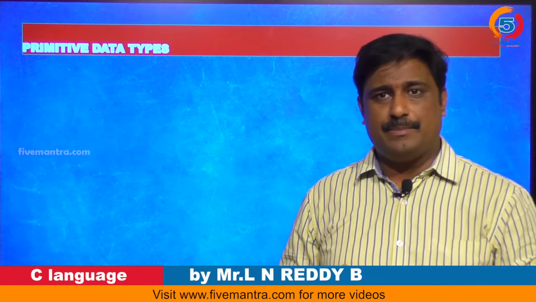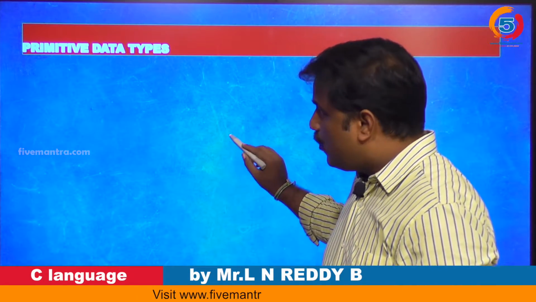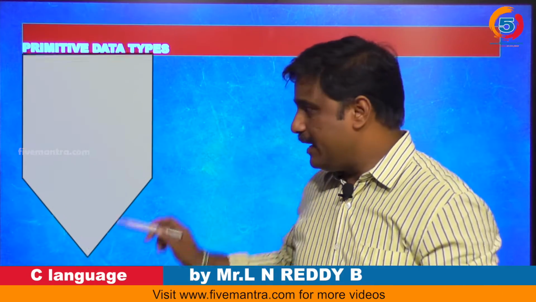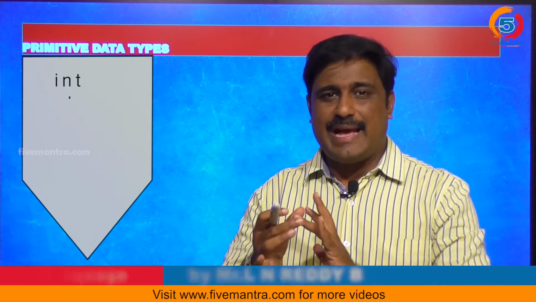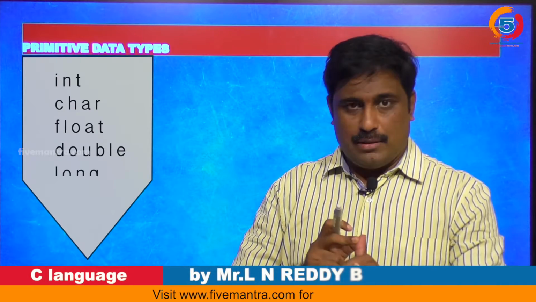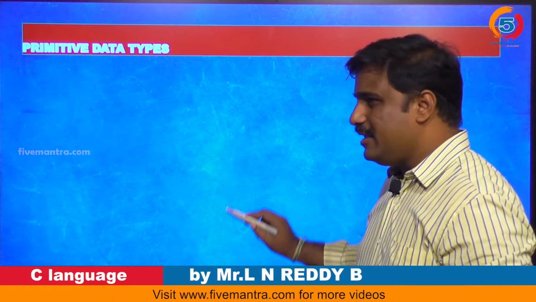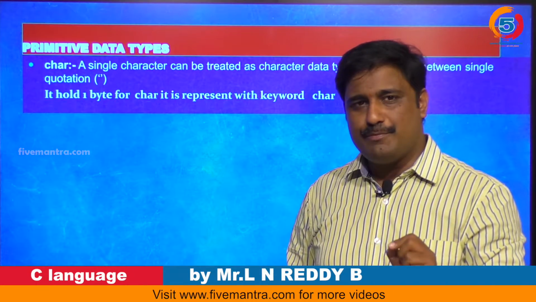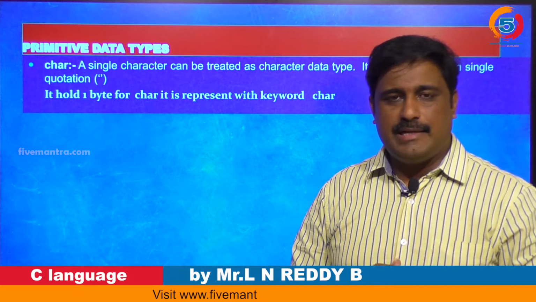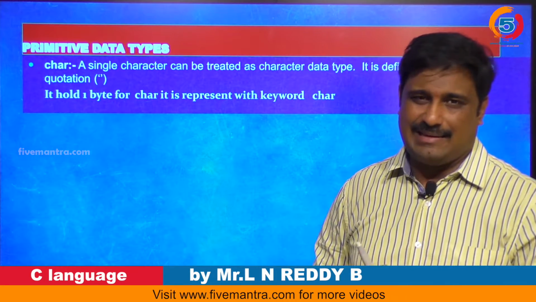First, we'll start with primitive data types. This primitive data type is very important. With the help of primitive data types, we can do different types of basic programming. What are the primitive data types we have? Already we know that we have 5 primitive data types: integer, character, float, double, and long. Now, if you go with the first one, the most important and very small data type is nothing but a character.